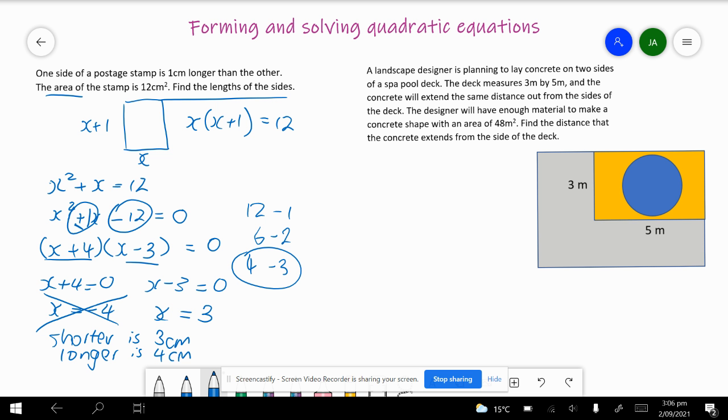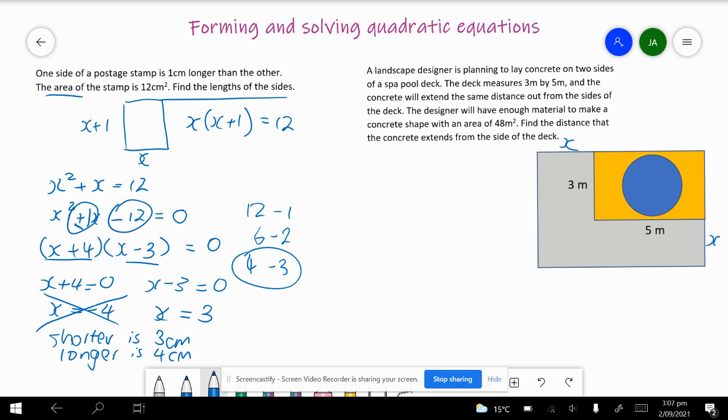So this one, a landscape designer is planning to lay concrete on two sides of a spa pool deck. The deck measures 3 by 5, and the concrete, which is the grey bit, will extend out the same distance from the sides of the deck. So here's the deck. That means we'll let that be x, and therefore that must be x as well. The designer will have enough material, so the grey stuff, to make a shape with the area of 48 metres squared. So we need to find the distance. We need to find out what x is.